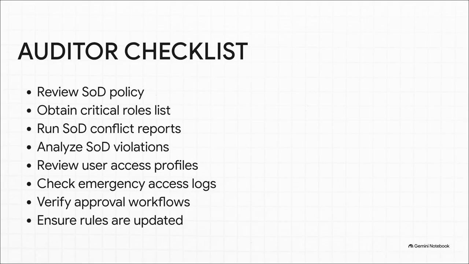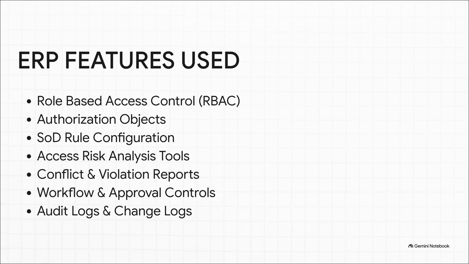I want to highlight that emergency access piece, often called firefighter roles. Sure, if the system crashes, someone needs God mode access to fix it, but auditors must absolutely verify that this firefighter access was revoked the very second the flames were out, and that every single click during that time was securely logged. What tools and ERP features are used to make this happen?